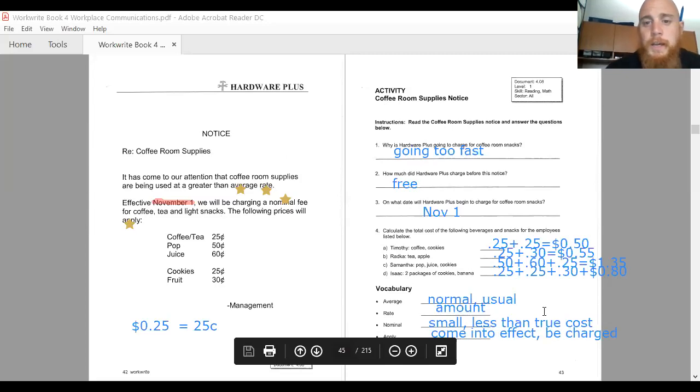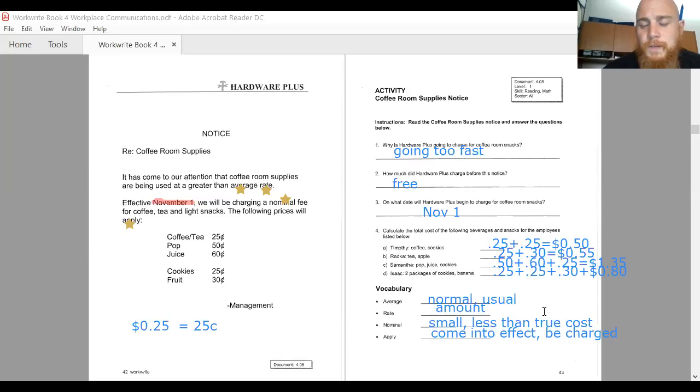Okay, so that's it for this exercise. In the next video, we're going to take a look at a different part of Workwrite Book 4. We're going to look at memoranda. This is from the notice section. So memoranda are like notices, but a little more formal and some other differences.